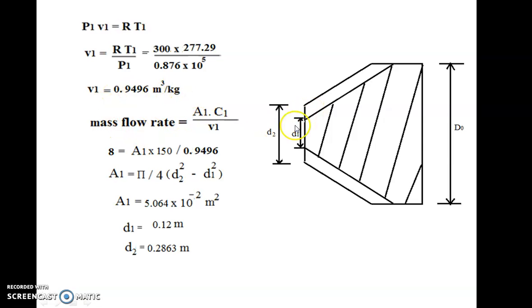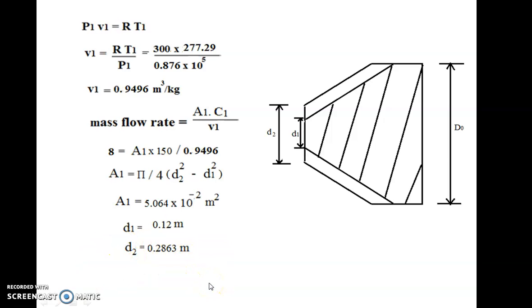The mass flow rate is nothing but this annular area multiplied by velocity, which is 150 meter per second as given in the numerical, upon the specific volume 0.9496. So the mass flow rate is 8 kilogram per second. You can find A1 from pi by 4 into (D2 square minus D1 square), this annular area, which is equal to 5.0464 into 10 raised to minus 2 meter square. D1 is given as 0.12 meter. If you put the values of D1 and A1, you get the value of D2 as 0.2863 meter. So this is the answer.